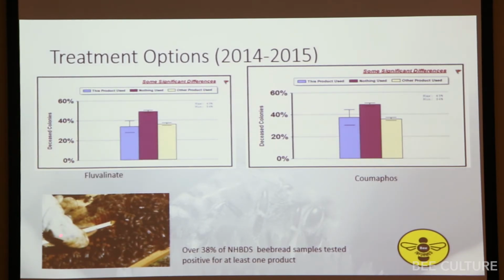But again, our real concern is that it builds up in the wax. 38% of all the colonies we test, the bee bread we test, not the wax, but the bee bread we test, the bread that the bees are eating to feed the nurse bees, have these known miticides in them. And so we're feeding a miticide to the young bees, and that has negative effects on bees. And we can talk about that a little bit more later on.